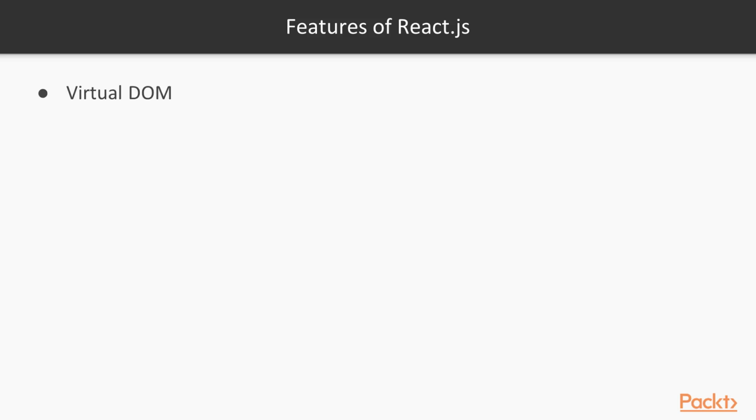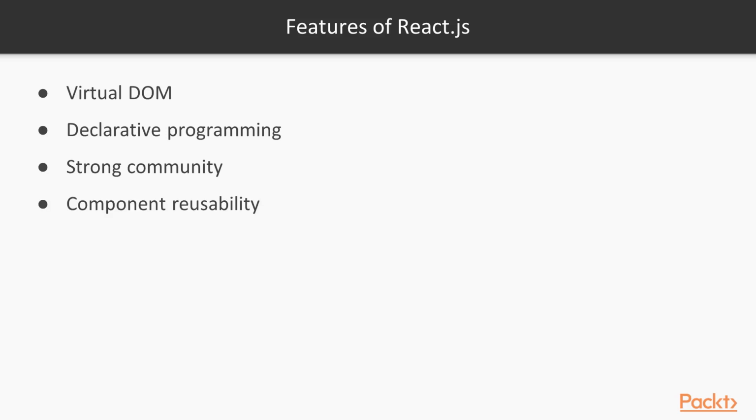Firstly, it's the virtual DOM. It's very similar to the Shadow DOM, but a very advanced feature. Second, declarative programming. Every code that you write is in a way declaring what you want. Third, there's a very strong community and fans of React.js, which is why anytime you get stuck in a piece of code, there's always someone there to help you. And finally, component reusability, which is the main reason why React.js is so popular with every front-end web developer out there.